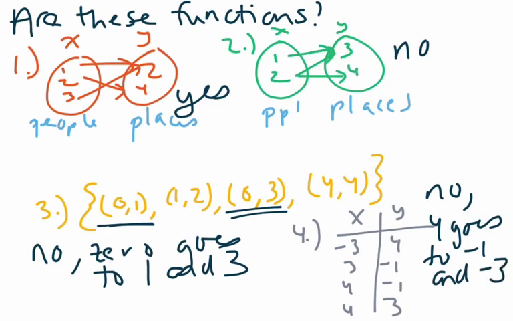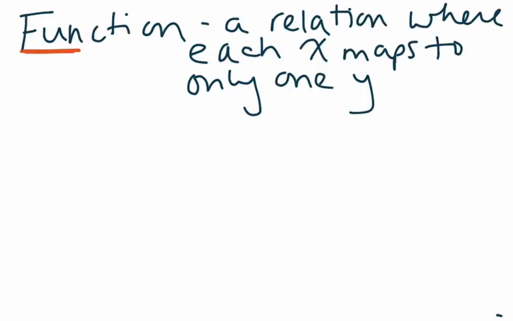What some students will do is simply interpret this as looking to see if the x's duplicate. That does work, but it's important to know why that's the thing that disqualifies them. So remember, go back to the definition. A function is a relation where each x maps to only one y.